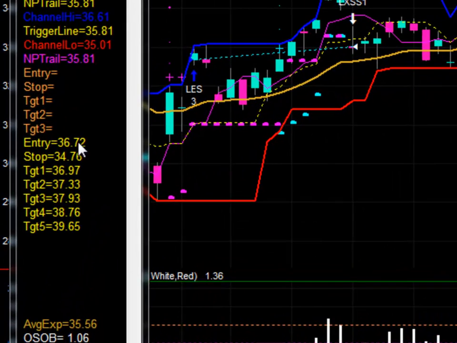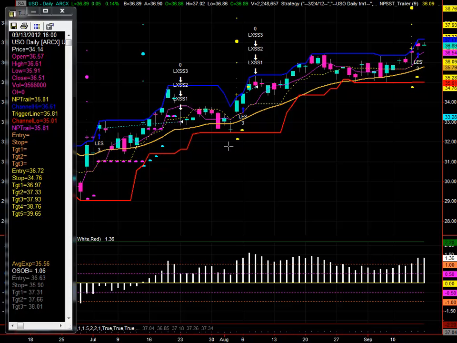The entry at 36.72, and it's targeting the fourth target, 38.76. How do I know it's the fourth target? Because I went into the calculator and I made my exit target larger. So it's very easy to see. But how did I come up with this trade plan? Well, quite frankly, the exact same way that I came up with the others.